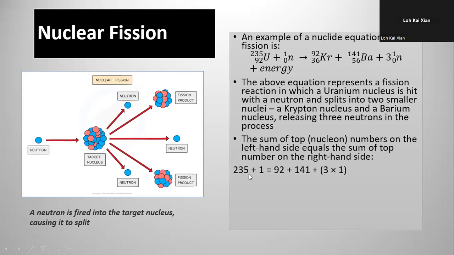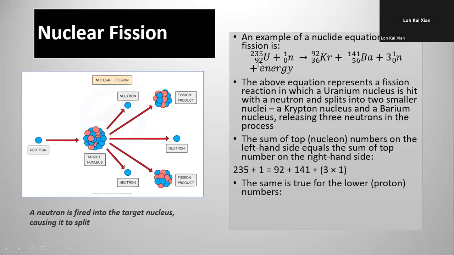235 plus 1 must be equal to 92 plus 141 plus, there are 3 neutrons, so 3 times 1 is 3. These two sides must be the same. The left-hand side must equal the right-hand side. We call it conservation of nucleon number.